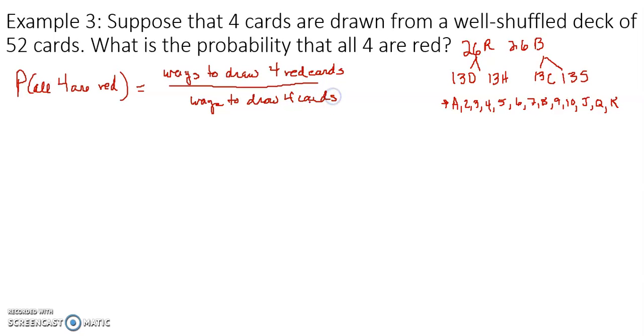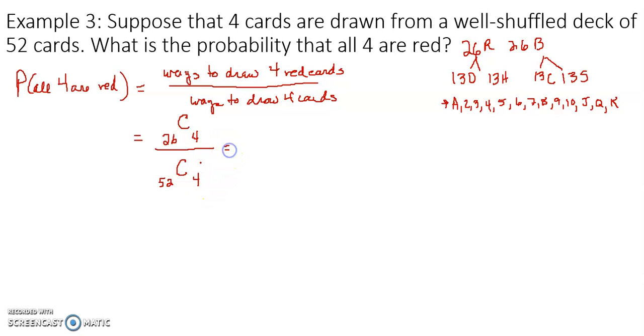Now, order doesn't matter here. So we are looking for combinations. That's something we studied back in section 12.3. So this probability is going to be a combination, and we have how many red cards? We have 26 red cards, and we are choosing 4. And then we are dividing that by, we just reach in the deck, we pull out 4 cards. That would be the combination of 52 cards taken 4 at a time.